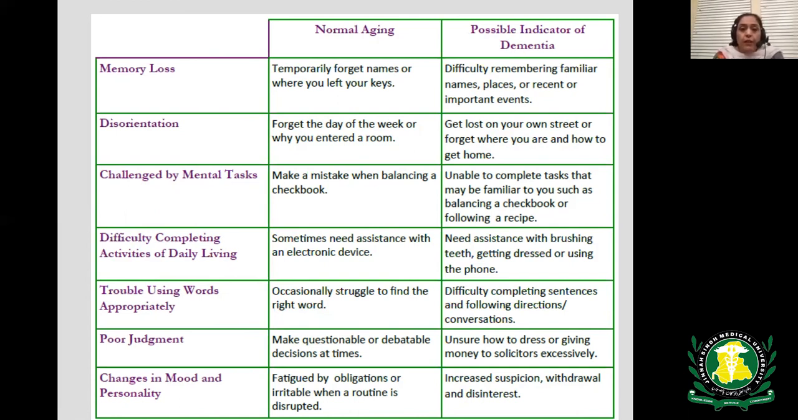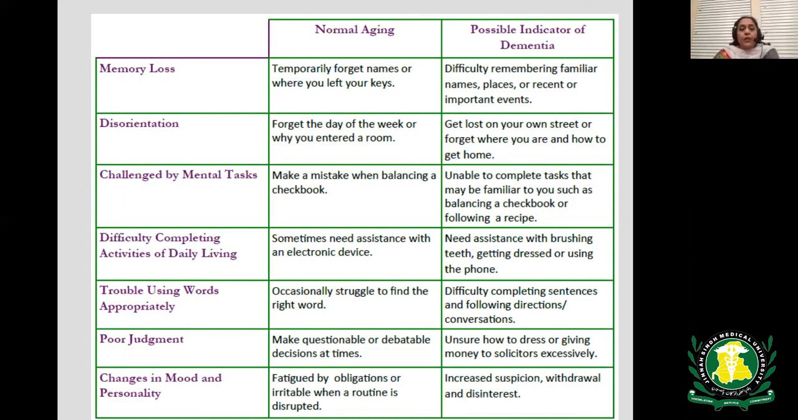Difficulty with daily living. In normal aging, sometimes people do need assistance with an electronic device, but in dementia, it's hard to learn a new concept. For example, using the cell phone or using the microwave is a kind of problem which we see commonly in dementia patients. Language is commonly affected. In normal aging, people do occasionally struggle to find the right word, but in dementia, it is difficult to complete sentences and follow directions or conversations. Usually these patients forget the conversations, what they were talking about.